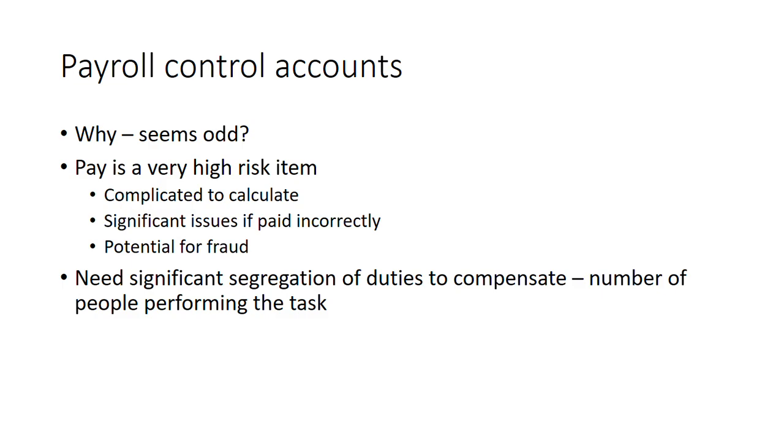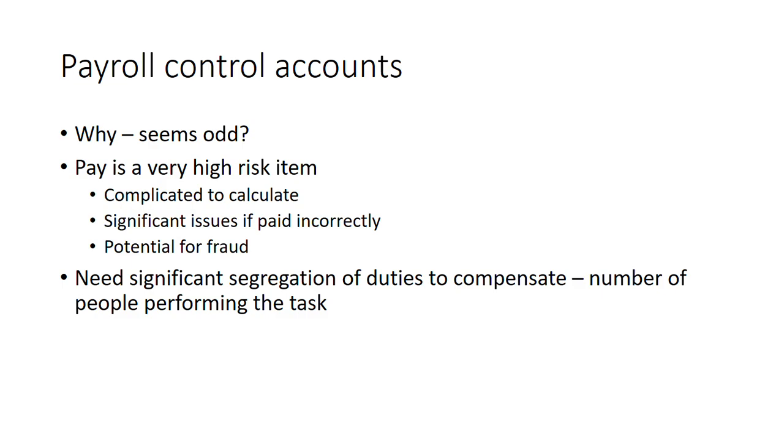So why is this control account appearing, especially for a payroll figure? The reason is that pay is a very high risk item. It's complicated to calculate, so it could be done wrong. There are significant issues if it's paid incorrectly. Let's say we pay our staff the incorrect amount, and they've got their mortgage going out and can't pay it because we got their figure wrong. That's quite a significant issue. And of course, there's the potential for fraud. The person preparing the payroll might decide it would be quite nice to be paid a lot more this month than they should be. So we need to work out a method of doing this that prevents some of these issues.